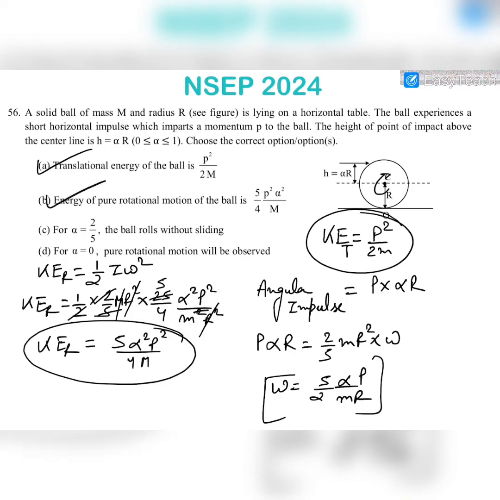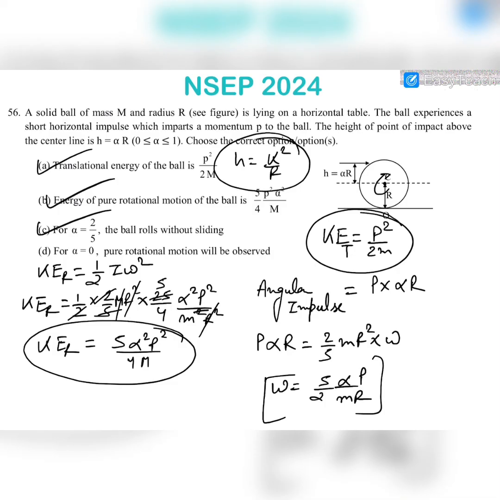So this B option is correct, and we know that this height h is k square by r if this ball performs pure rotational motion with or without the presence of friction. So this height should be k square by r, and k for this solid sphere is under root 2 by 5 r. So k square by r will be 2 by 5 r. So alpha will be equal to 2 by 5. So C option is also correct.